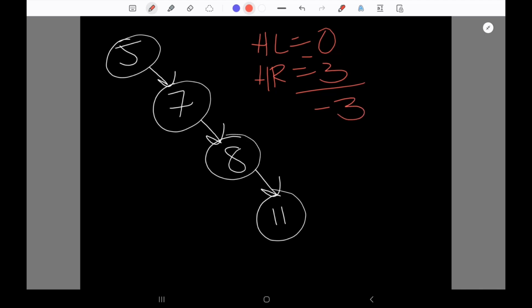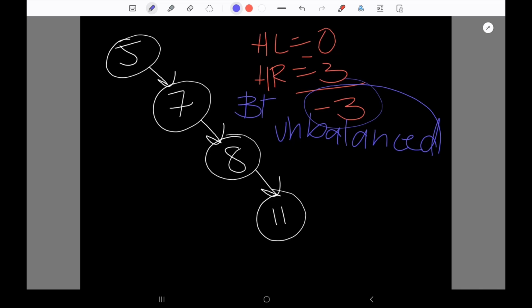But on an AVL tree, the balance factor only must be 0, negative 1, and 1. Dili man siya negative, ang negative 3 kay wala man sa parameters of an AVL tree, the balance factor of an AVL tree. So it is not balanced. So it is unbalanced, because of its balance factor, which is equal to negative 3. Now let's move on.